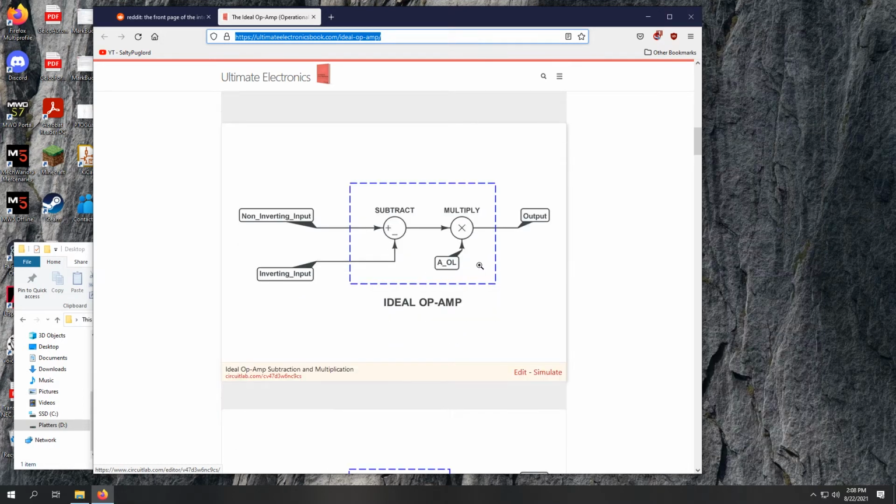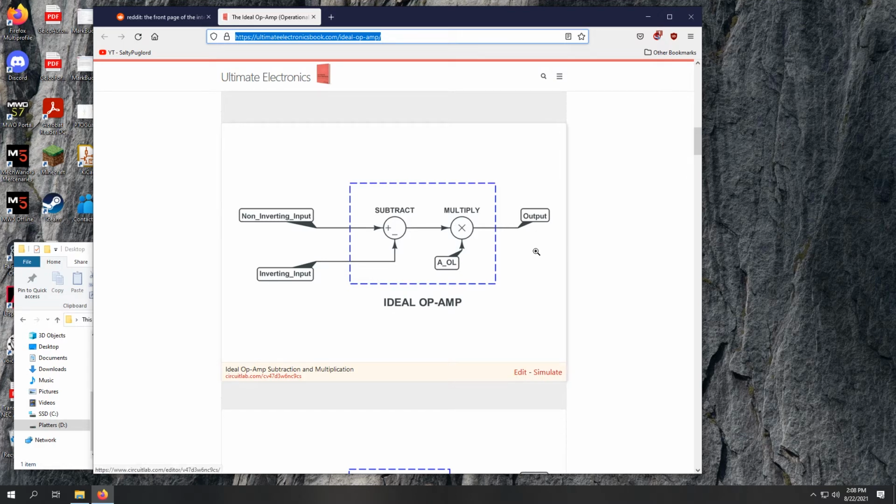Then the second step is it takes whatever the output of that was and multiplies it by a huge number. Usually this is never less than 1,000. Sometimes it's as high as 10 million. That's not really important. The important thing to know for an ideal op-amp is that whatever the difference between these two input voltages is gets multiplied by a huge, enormous amount, and then that is sent out the output.